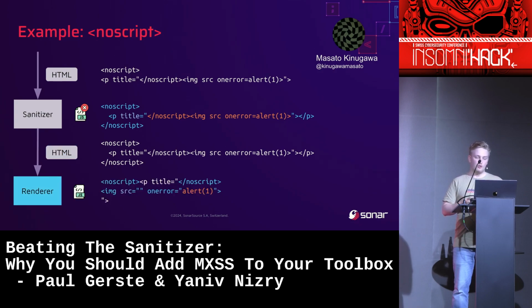And in the renderer, of course, JavaScript is enabled, like usually in the browser. So there it's parsed differently. And now we can see that the closing noscript tag that was previously hidden inside the title attribute's value is now actually closing the noscript tag, so that the image tag appears. And with that, the onerror handler that then triggers the alert.